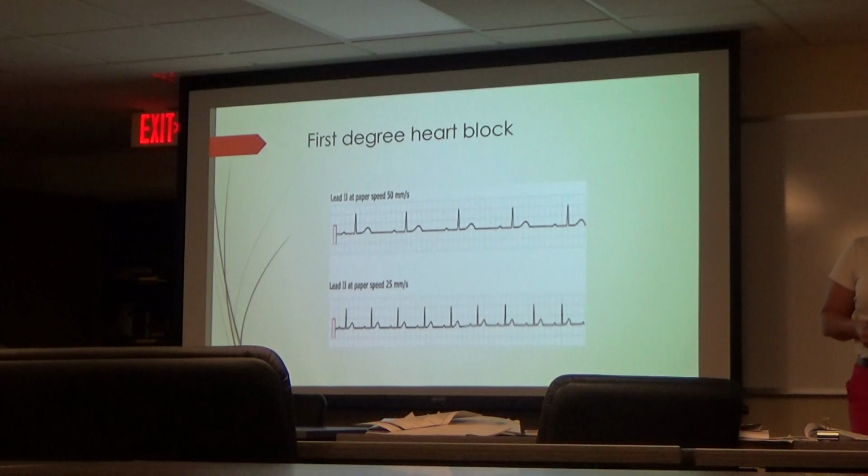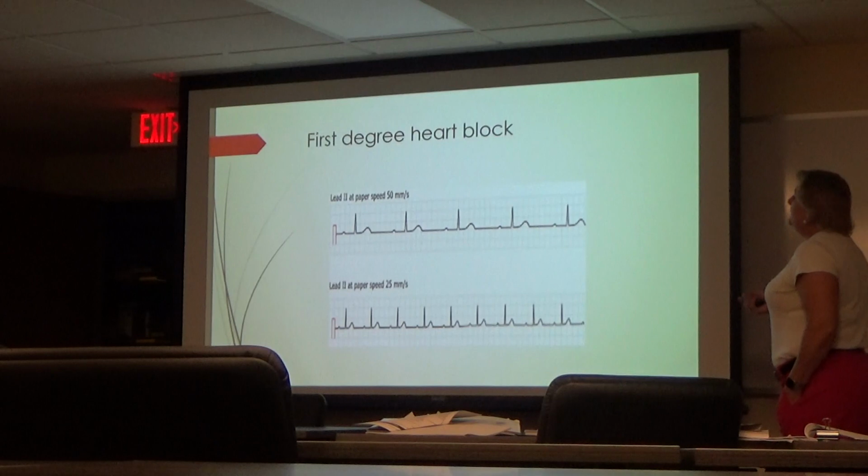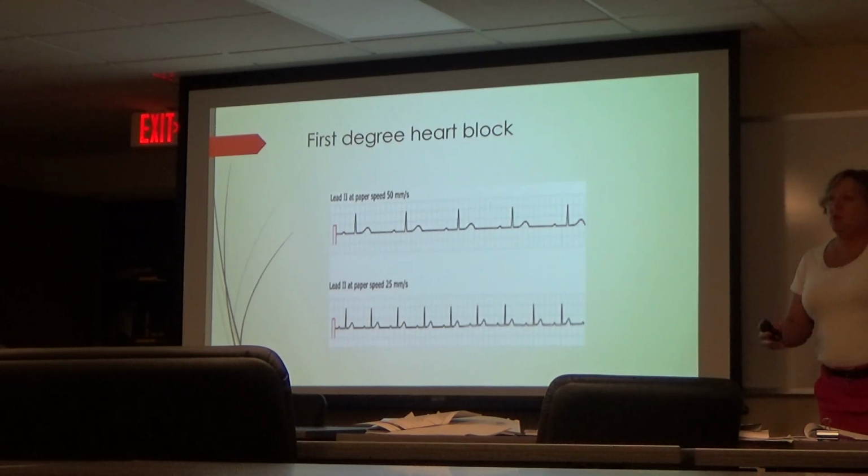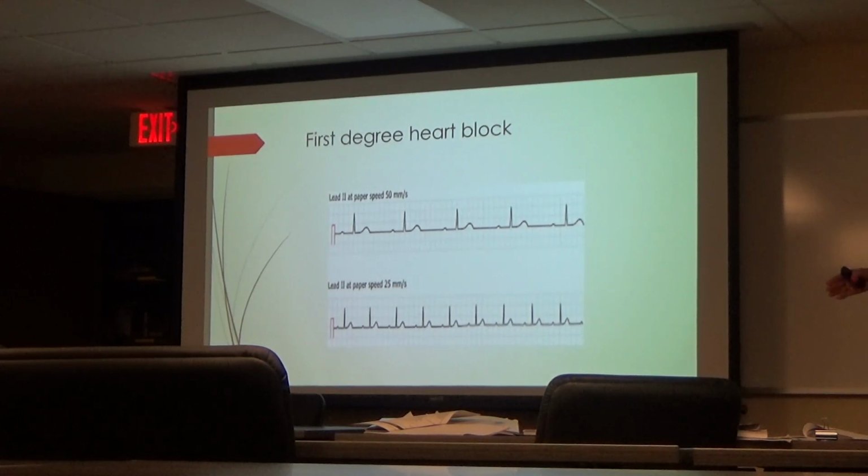In a first degree heart block, the PR interval for a normal patient should be anywhere between 0.12 and 0.20 seconds. When we have a PR interval that's greater than 0.2 seconds, that's when we state we have a first degree heart block. All of our PR intervals have to be consistent though. There's no varying of the PR intervals.